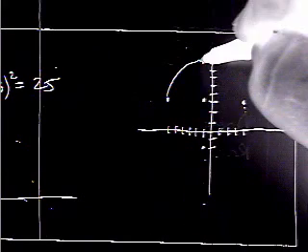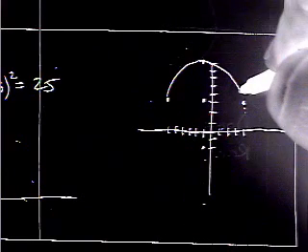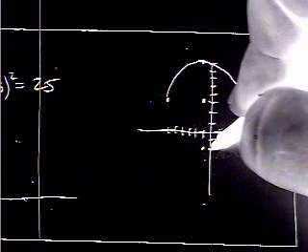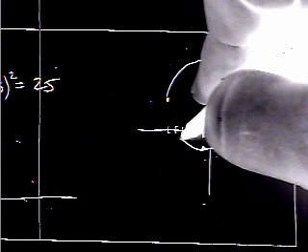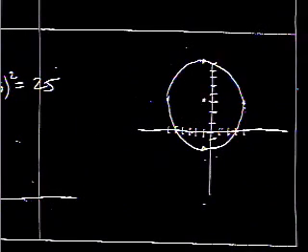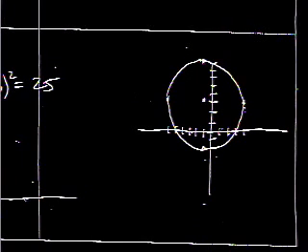And then just do the best job you can at drawing the circle. Obviously, we're not professional artists. Some of you are a lot better than I am. But make it look like a circle, not a diamond. Okay?